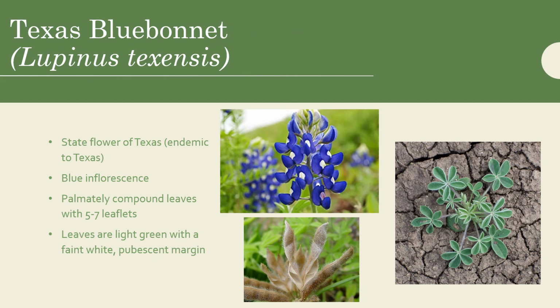And of course, we had to include the Texas bluebonnet. This is Lupinus texensis, the state flower of Texas. This subspecies of bluebonnet is actually endemic to Texas. They have bright blue inflorescences, palmately compound leaves with 5 to 7 leaflets, and the leaves themselves are a light green color with a faint white pubescent margin.